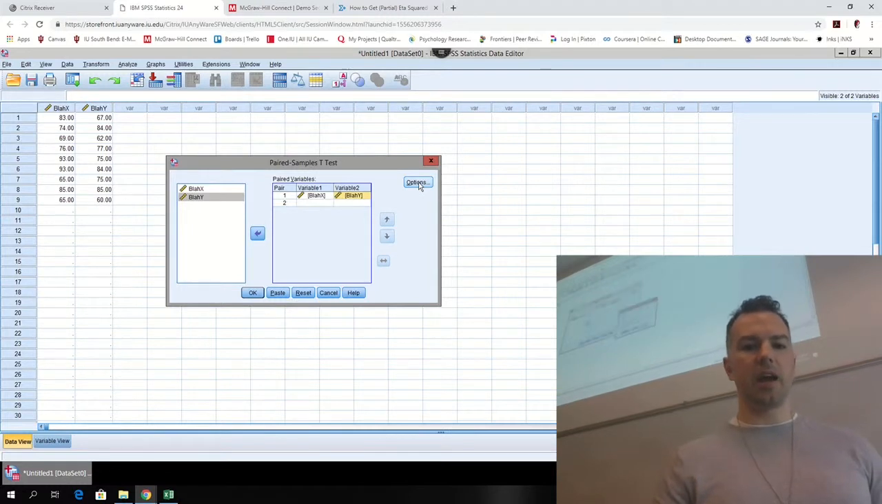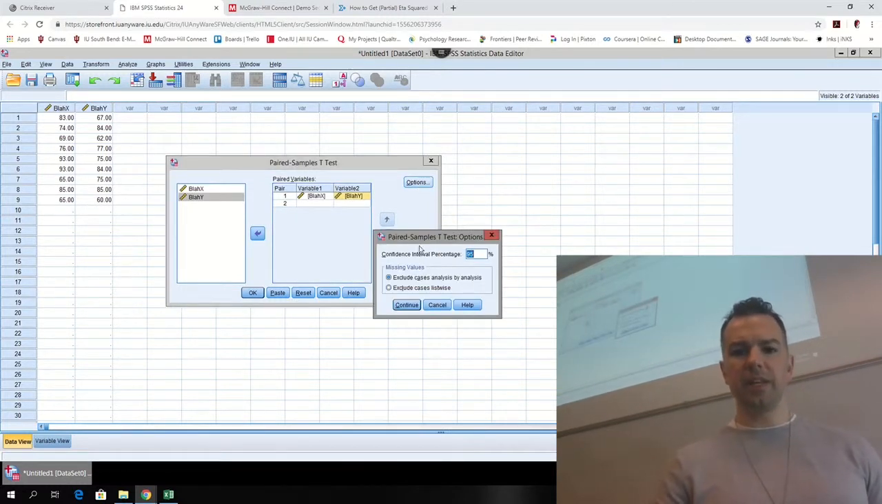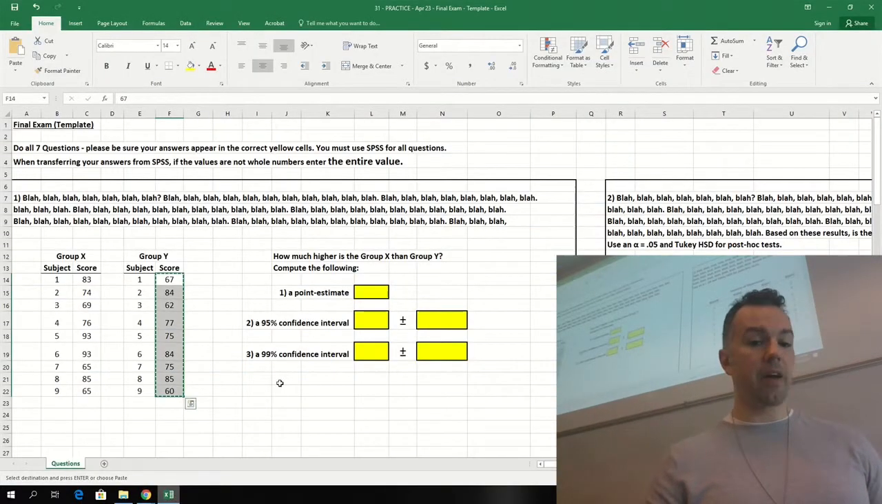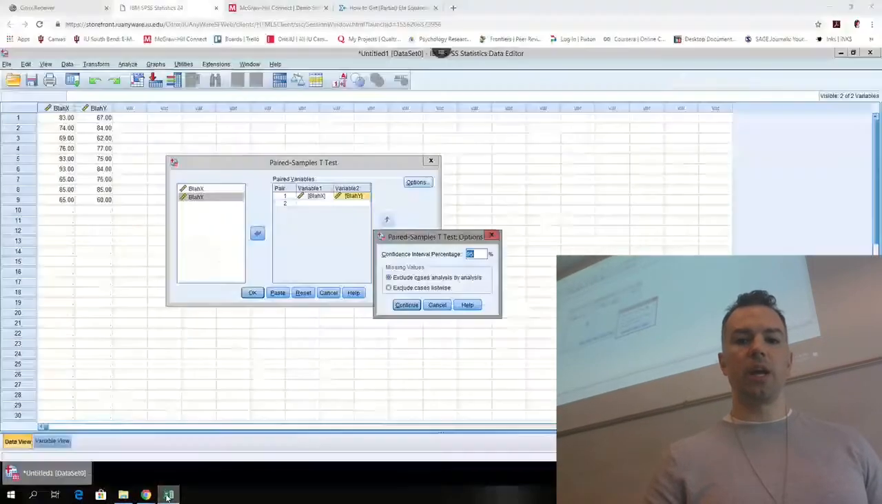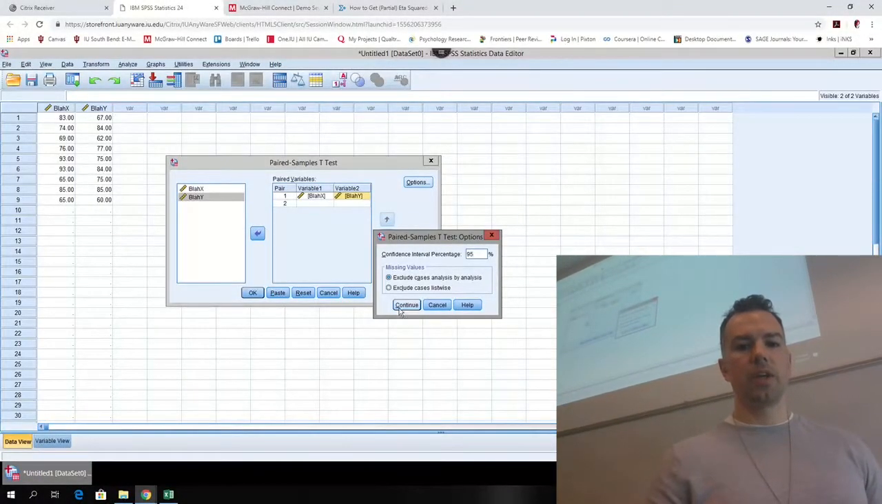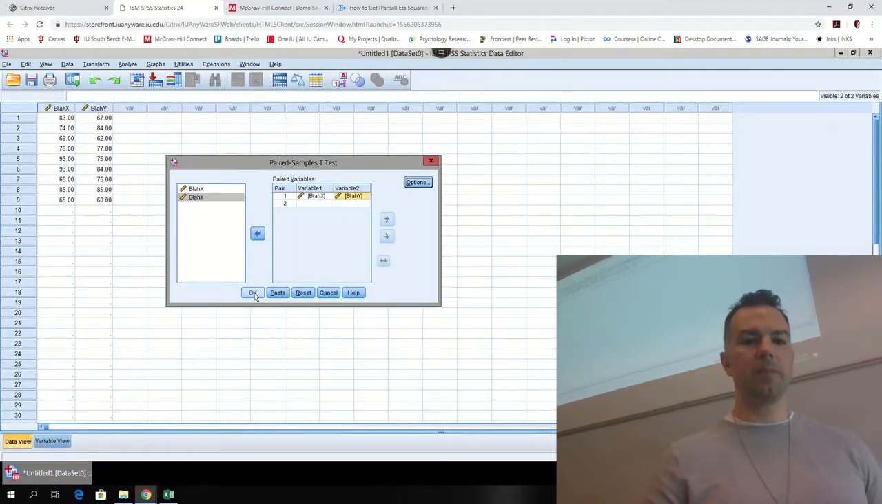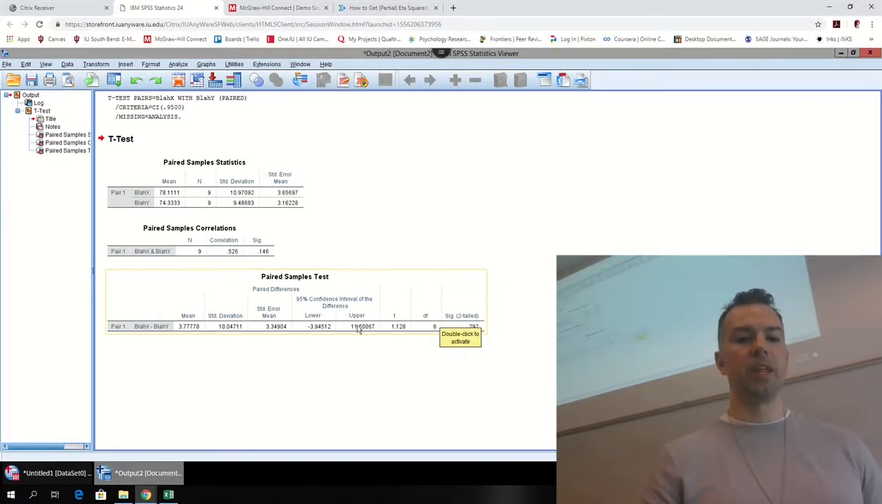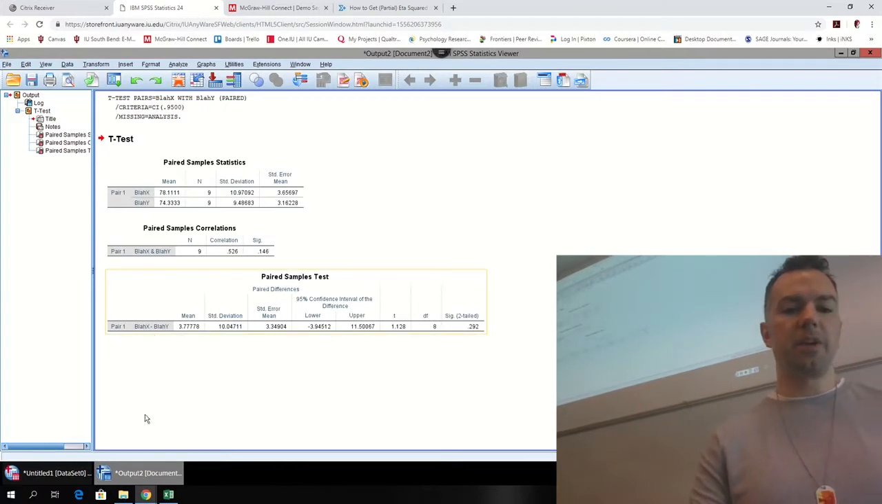And then here in the options, this is where you need to set your confidence interval. So for this first one, they are asking for a 95% confidence interval. We got that 95% there. That's the default, so we're all good to go. We hit continue, we hit OK. And then this is the information here that we have for our 95% confidence interval.